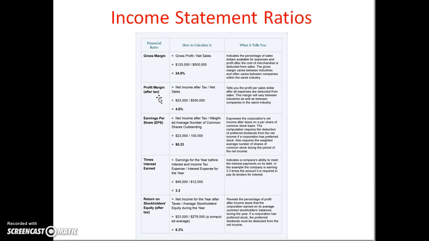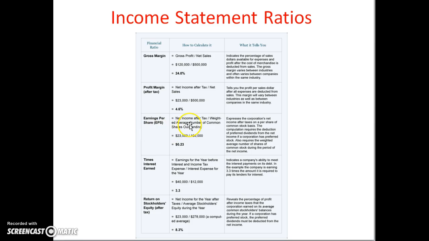Now, our profit margin after tax would consist of net income after tax divided by sales. So in this example, we are now at 4.6%. This will tell you the profit per sales dollar after expenses are deducted from sales. This margin will vary again from industry to industry and from company to company, even within the same industry.